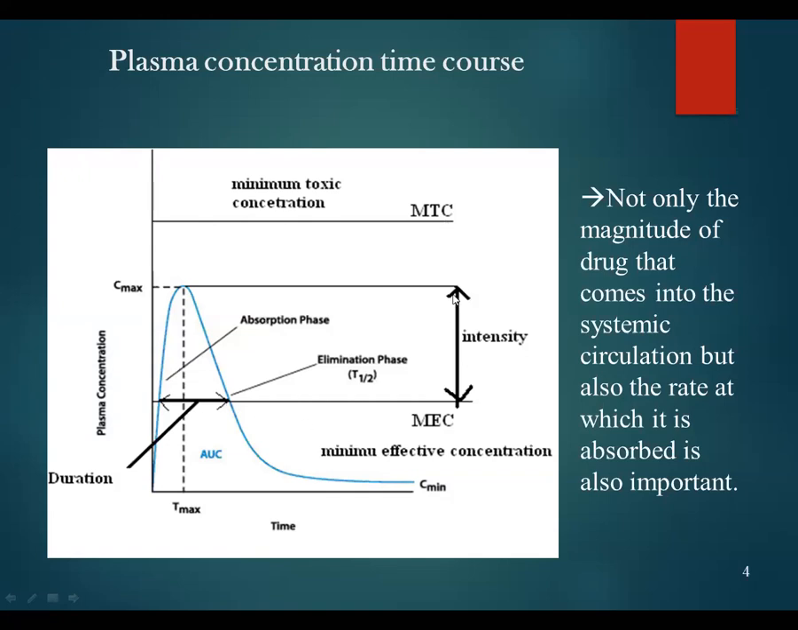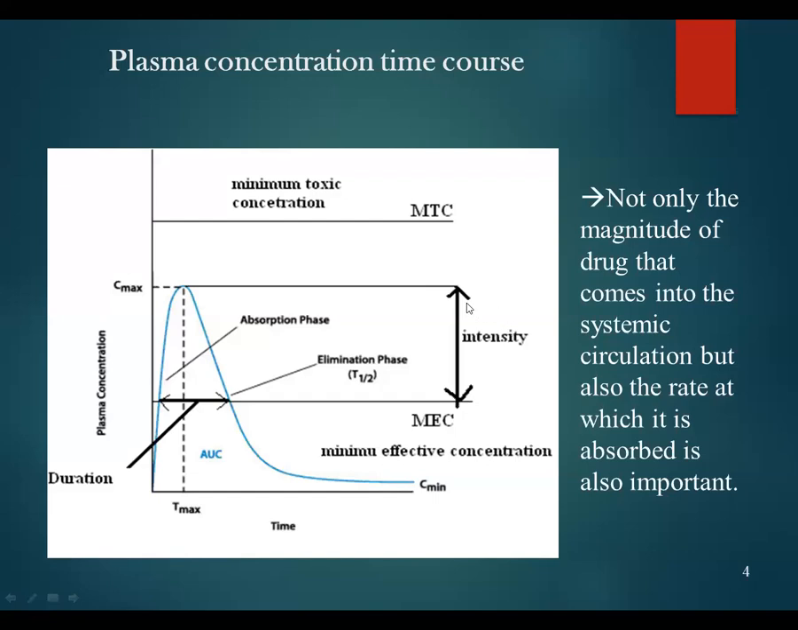Also, if you look at this arrow mark, the gap between the MTC and the MEC is called the therapeutic window. The region between the minimum effective concentration and the minimum toxic concentration is called the therapeutic window. So within this you expect the Cmax to be present. If the Cmax is below that, there is no therapeutic action. If the Cmax is above the therapeutic window, it results in toxic activity.